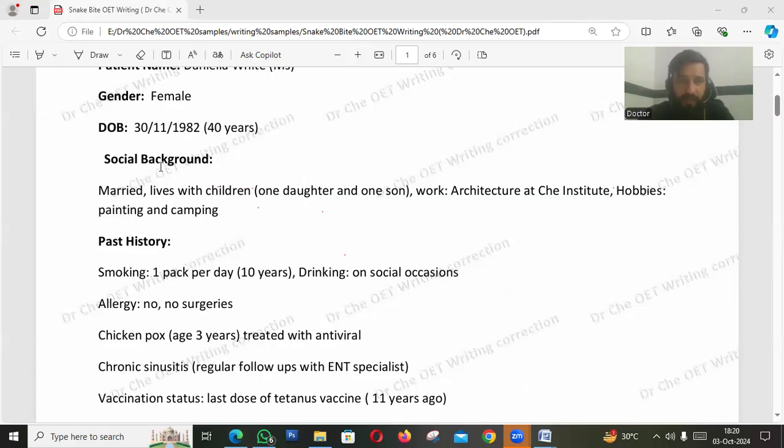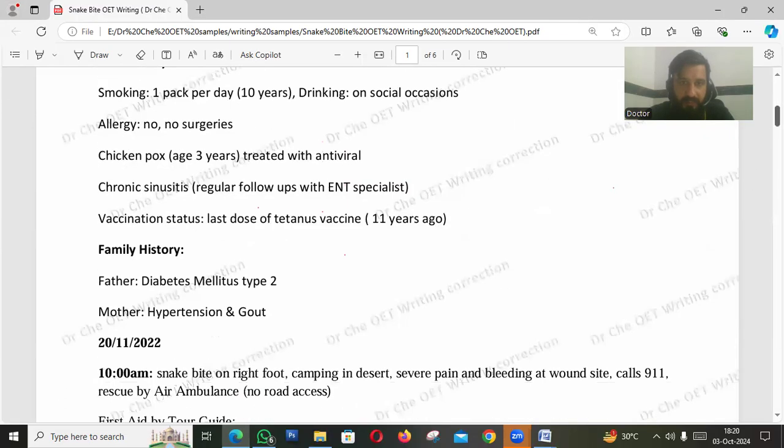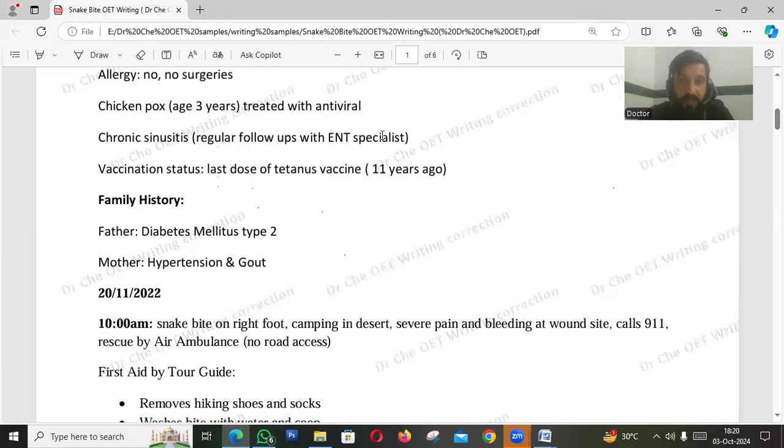This is the social background of the patient. She is married, lives with her children, one daughter and one son, and works as an architect at this institute. Her hobbies are painting and camping. In the past medical history, she smokes and drinks, no known allergies, and she had chickenpox at the age of 3 and was treated with antiviral. She has chronic sinusitis with regular follow-ups with an ENT specialist. Her last dose of tetanus vaccine was 1 year ago. This is the tetanus vaccine history.